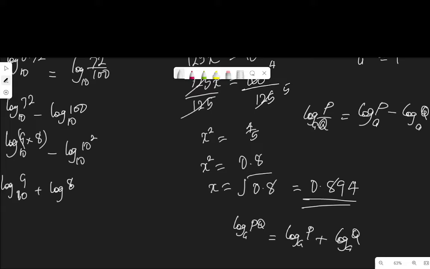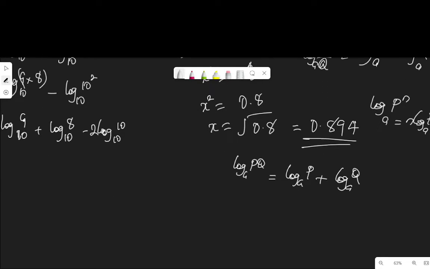So if I apply it here, we have log 9 to base 10 plus log 8 to base 10 minus log, okay, this one here, I'm going to apply the law that I stated earlier. Log p to the power of n to base a is n log p to base a. If I apply it here, I'll have 2 log 10 to base 10. Now this log 9 to base 10, again, I can write as log 3 to the power of 2 to base 10. And 8 can also be written as 2 to the power of 3 to base 10. Minus 2 log 10 to base 10. We say the logarithm of a number to the same base is 1. So log 10 to base 10 is 1. And 1 times 2 is 2.